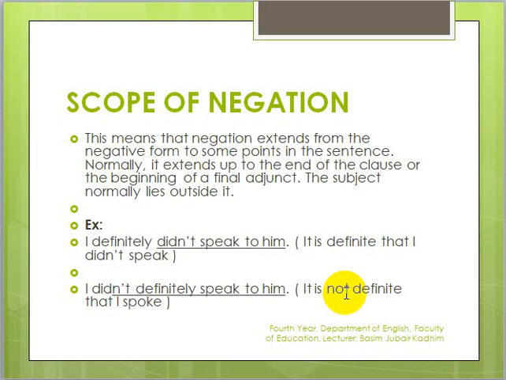So the point here is that the scope of negation leads to different meanings or different modifications of the negative sentences. It would give different negative implications of the given sentences. So this is important. You have to pay attention to the elements of the sentence, whether they are included in the scope of negation or not.